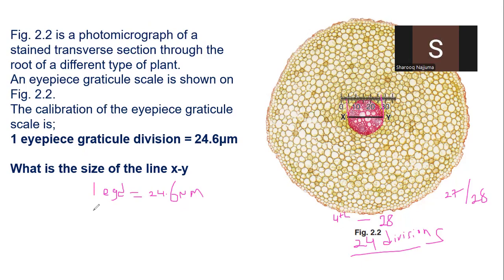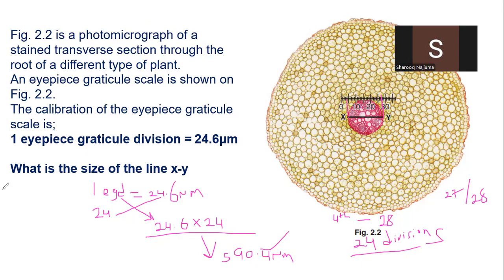Then how about the 24 divisions? So you just had to multiply, which means the answer was supposed to be 24.6 times 24. And then you get your answer and you write it down. 24.6 times 24. So the answer was 590.4 micrometers. That will be the answer. So that is all you have to do.